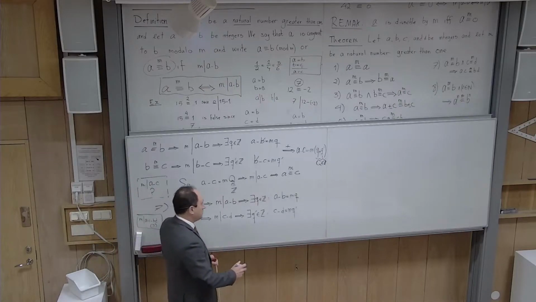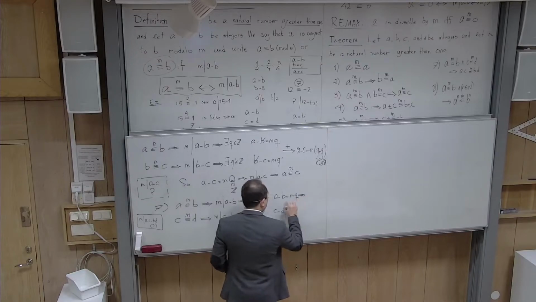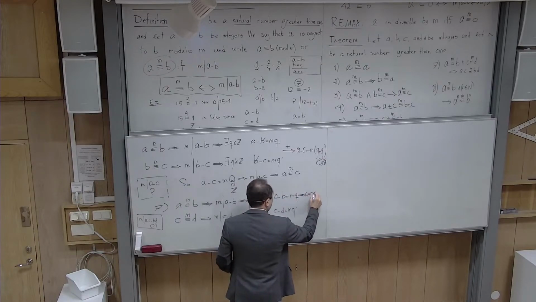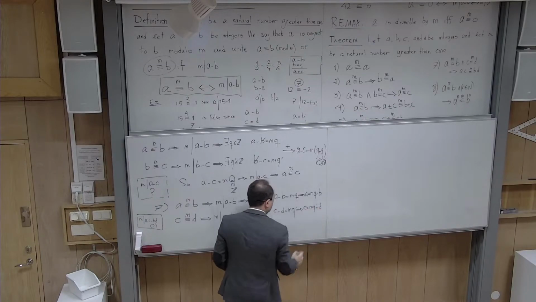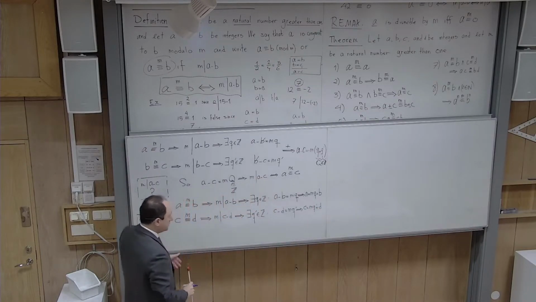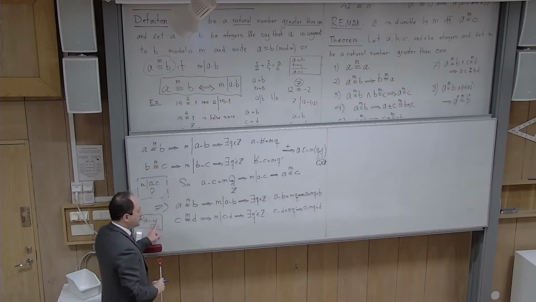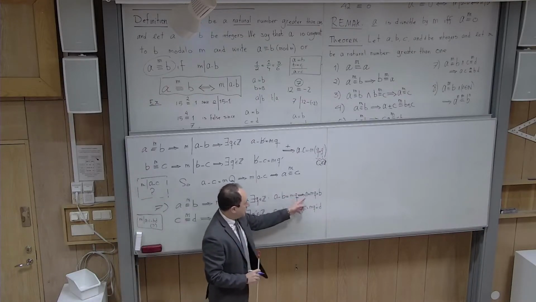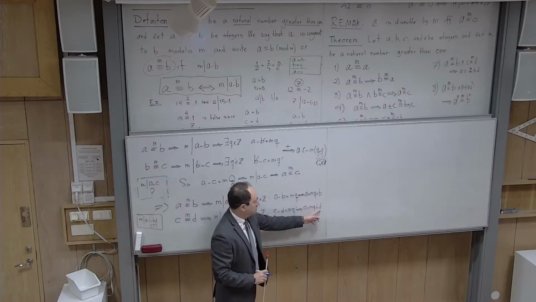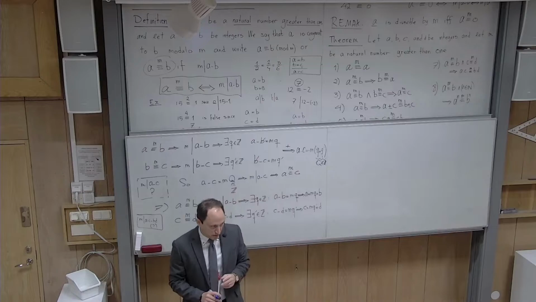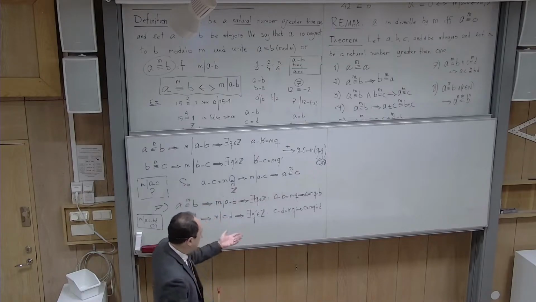So let me move b to the other side. This becomes a is equal to m q plus b, and then c is m q prime plus d. And now it is ready to multiply. By the way, I solved that problem. Why? Because if I multiply a and c here, b and d will be multiplied with a positive sign. Then I move it to the left, it becomes negative as I need it. So that's a better way to do it.